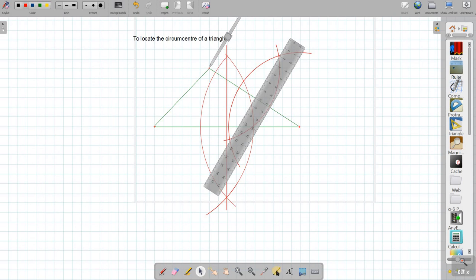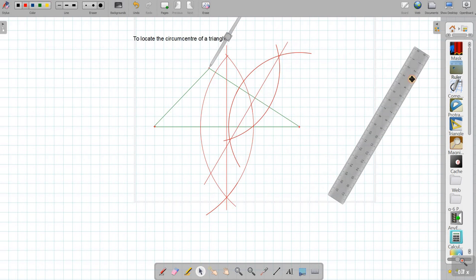Now I can take the line and draw it. See, when I bring it over here, it is showing the hand icon. That means I can draw a line. Just by pressing the mouse, I have drawn one more line here. Now I can remove the scale. I have drawn two lines here: one perpendicular bisector in red, this one, and the other one.